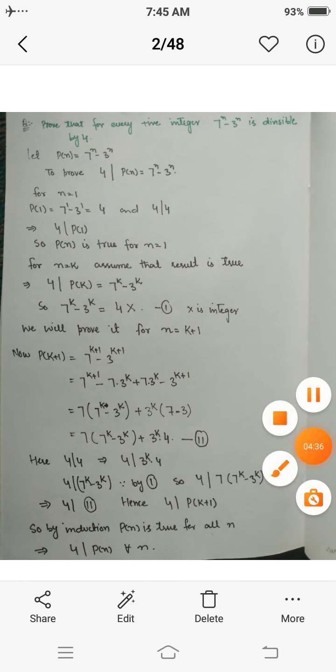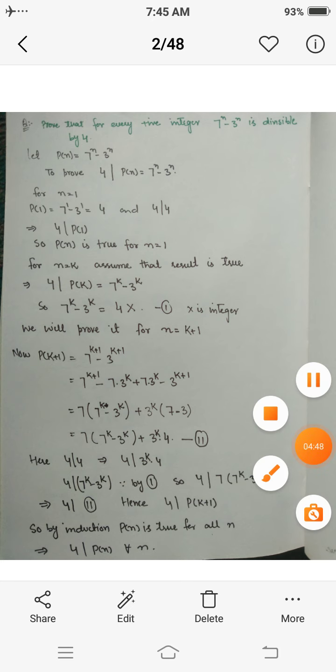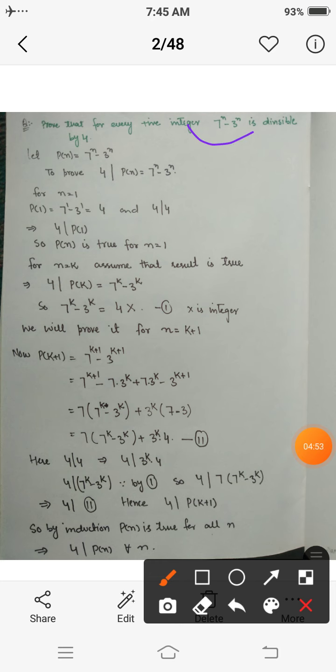Now the second problem is to prove that for every positive integer, that is for all n belonging to natural numbers, 7 raised to n minus 3 raised to n is divisible by 4. This means that 4 divides 7 raised to the power n minus 3 raised to the power n. We have to prove this. Now let p of n be 7 raised to n minus 3 raised to n. That is, the given statement is p of n. We have to prove that 4 divides p of n.